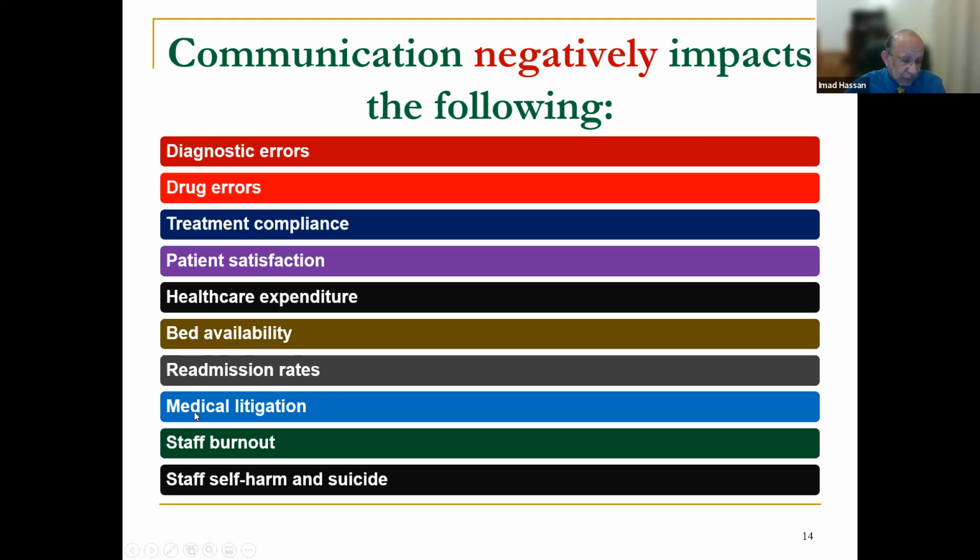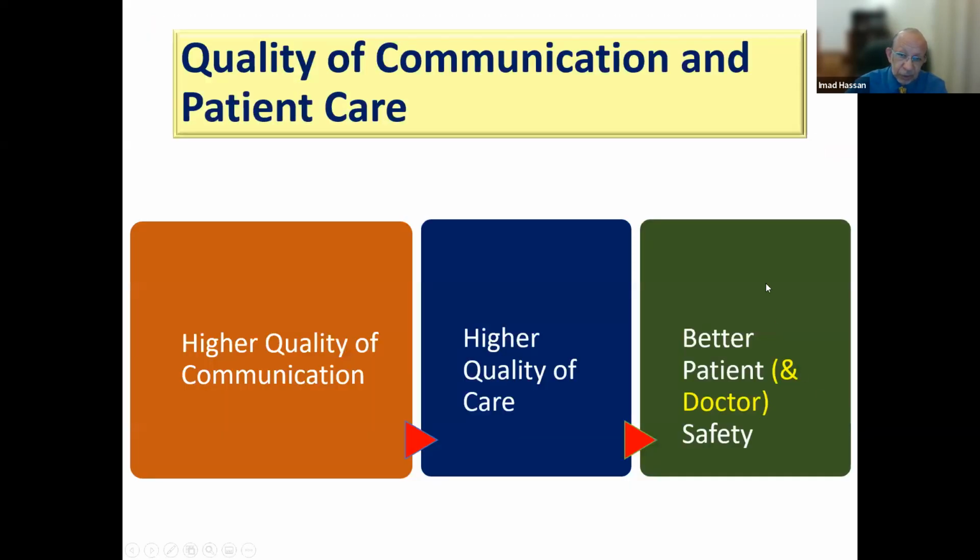Obviously, all of the above have impact on medical litigation. So people are being taken to court because of poor communication. And this is obviously also associated with staff burnout, staff self-harm and even staff suicide because of poor communication and litigation issues. Right. So you can see the importance of communication and its negative impact on so many issues in quality of healthcare and on staff themselves. So this is how important communication is.